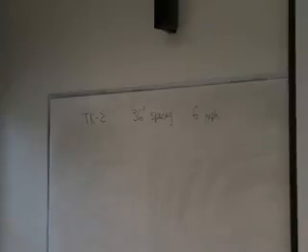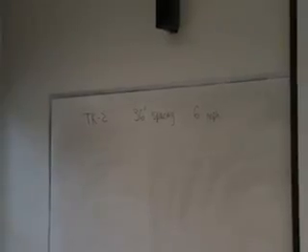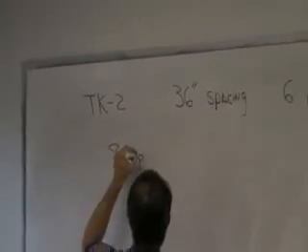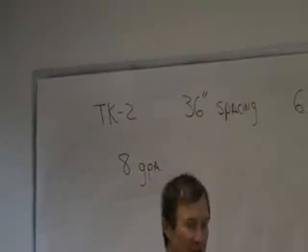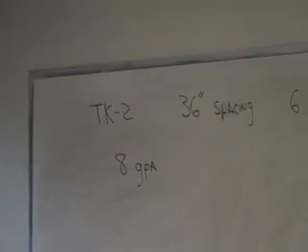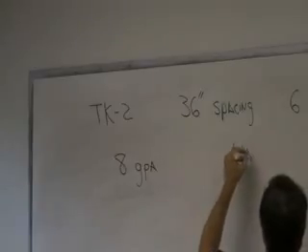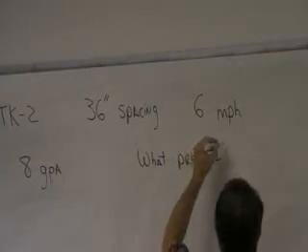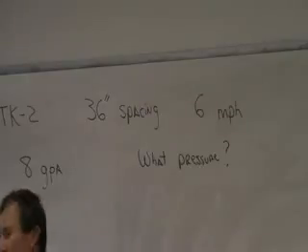And my desired application rate is 8 gallons per acre. That's my application rate. Not a flow rate, gallons per acre. That's what I want to put on. What pressure do I need to be operating with? Okay. Test question for Dr. Harris.